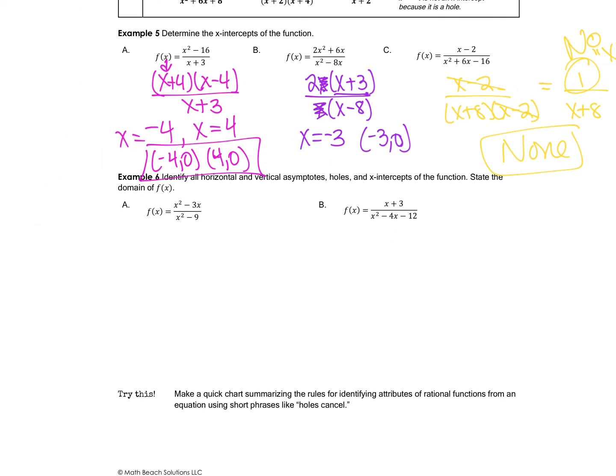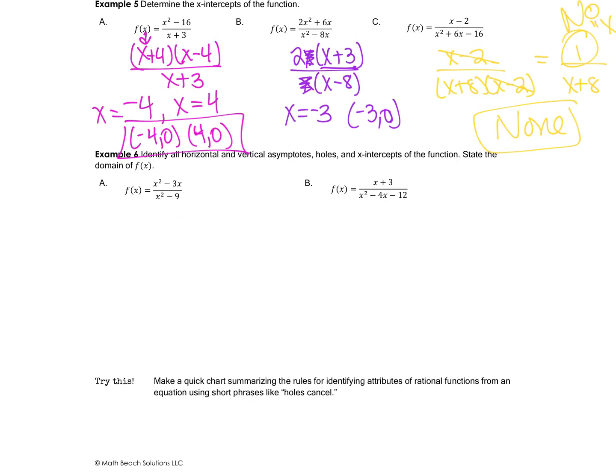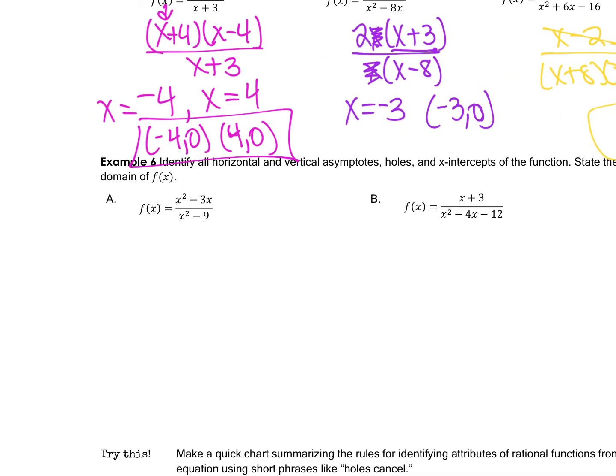Okay, the last part, we are going to put it all together. First step is to factor. So I have an x in common, that would be x minus 3. And then difference of squares in the denominator, that would be x plus 3, x minus 3.